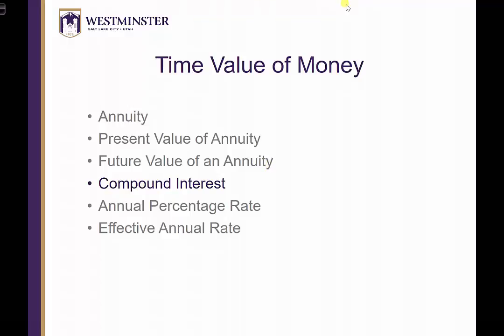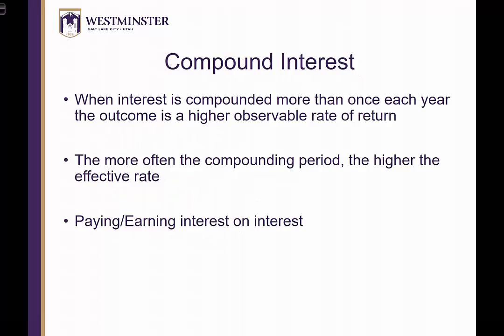So now that we've talked about annuities, both present and future value calculations, let's take a look at the concept of compound interest for a moment. We know that when interest is compounded more than once a year, and we typically express interest in annual rates, 6% would be 6% a year, 5% would be 5% a year. You don't think about interest so much in monthly rates.